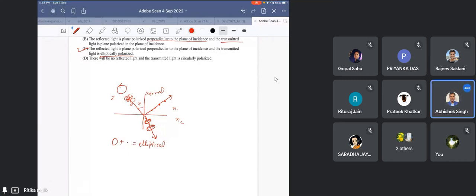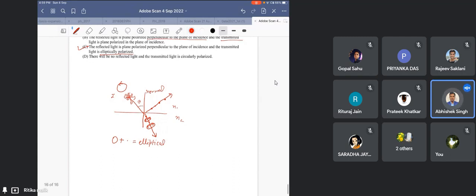Ma'am, the examples were actually good, and these examples are very clear. But one probably out of the way concept I'm asking, it is about the optic axis. I have always been confused. What is the understanding of optic axis now?